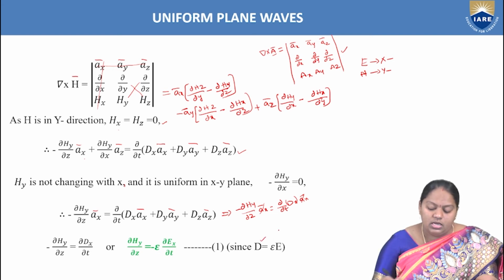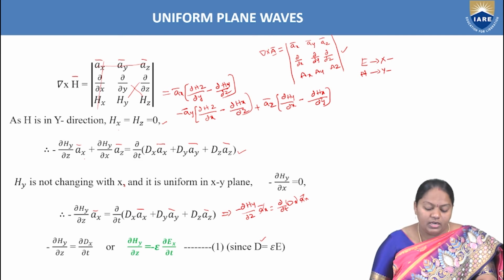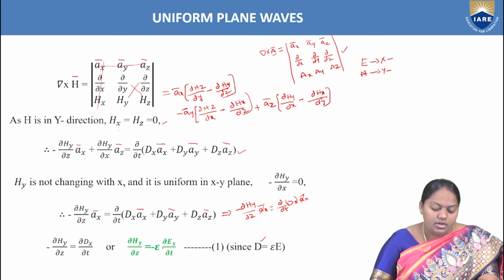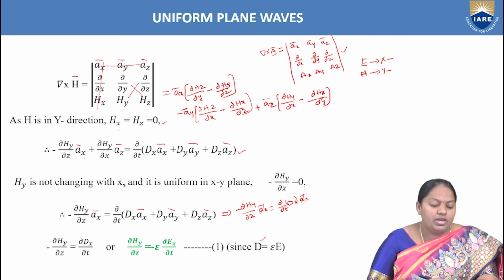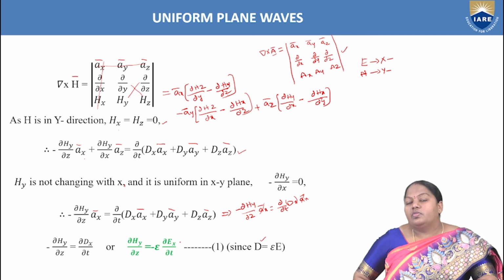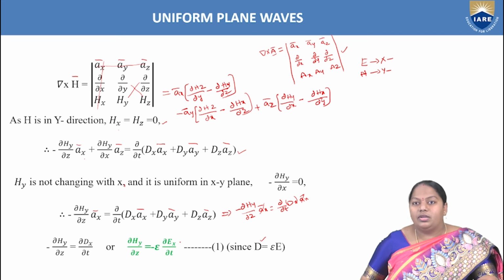Why? Because D equal to epsilon into E, right? So if you substitute D by epsilon into E, then this equation can be written as ∂Hy/∂z is equal to minus epsilon into ∂Ex/∂t. So initially, as we are assuming H is in the y direction, the resultant component means E is in the x direction, which is obtained from the first Maxwell's equation, the Ampere's circuit law.